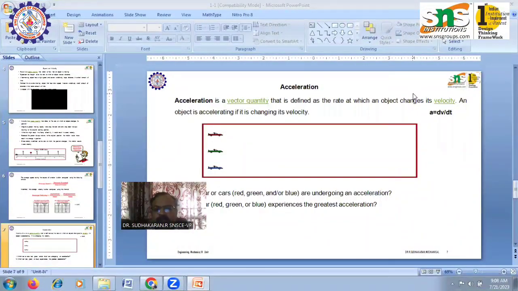Next topic, acceleration. Acceleration is defined as the rate at which an object changes its velocity. So acceleration is indicated by a equal to dv by dt.